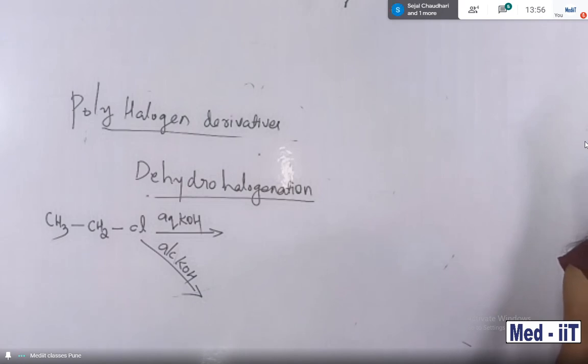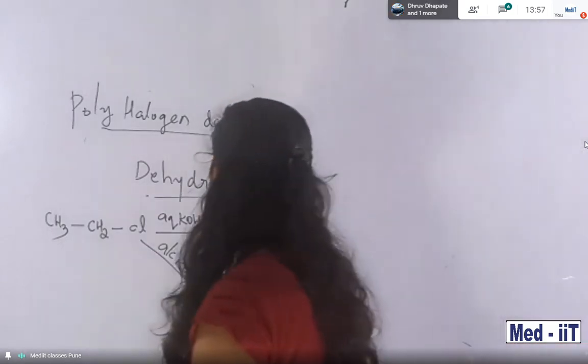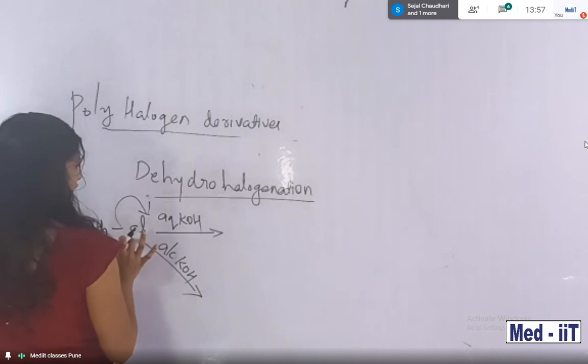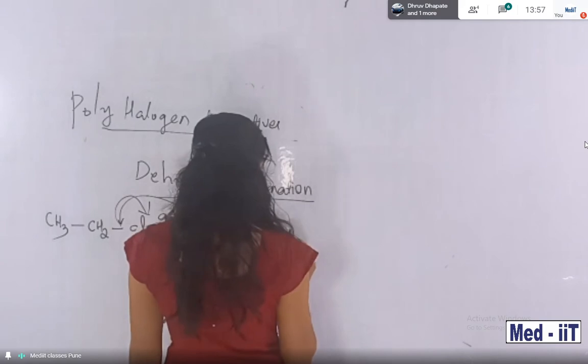Tell me, students. Do it fast. CH3CH2OH. Very good, Sejal. Good, good. Because it is very easy, no? Look now, this Cl minus is going to be removed, and then instead of Cl, we can substitute the OH group. So the result becomes CH3CH2OH.